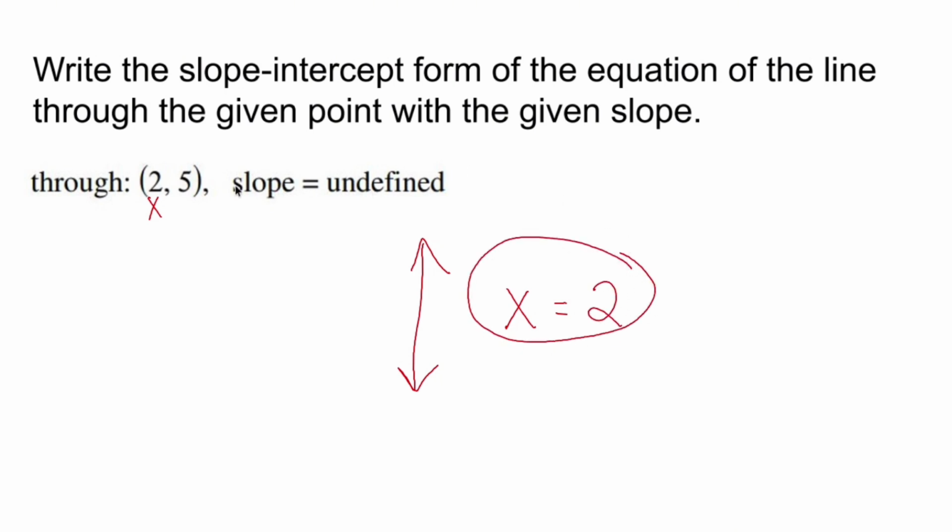So again, when I'm given an undefined slope and I'm asked to find the equation of a line, it's going to be x equals a number. And the number that I choose is completely based off of the fact that 2 is my x value, and so x equals 2 is going to be the equation of that vertical line. That's it.